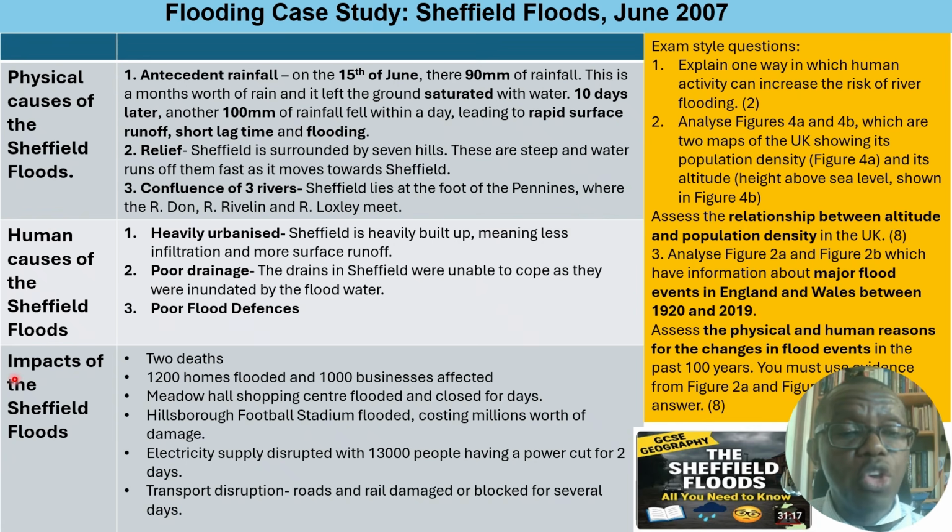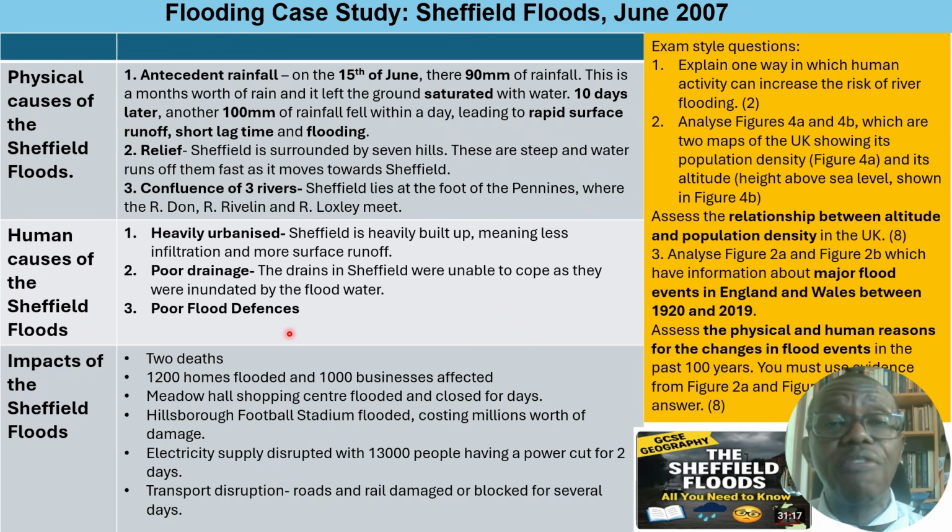Now, what about the human causes? Of course, Sheffield is going to be heavily urbanized, so it's going to have a lot of concrete and tarmac that causes a lot of surface runoff rather than infiltration. Now, then we also have poor drainage. So the drains in Sheffield were not sufficient to cope with the amount of water that they got within that short period of time. And they were obviously inundated, and that led to more surface runoff.